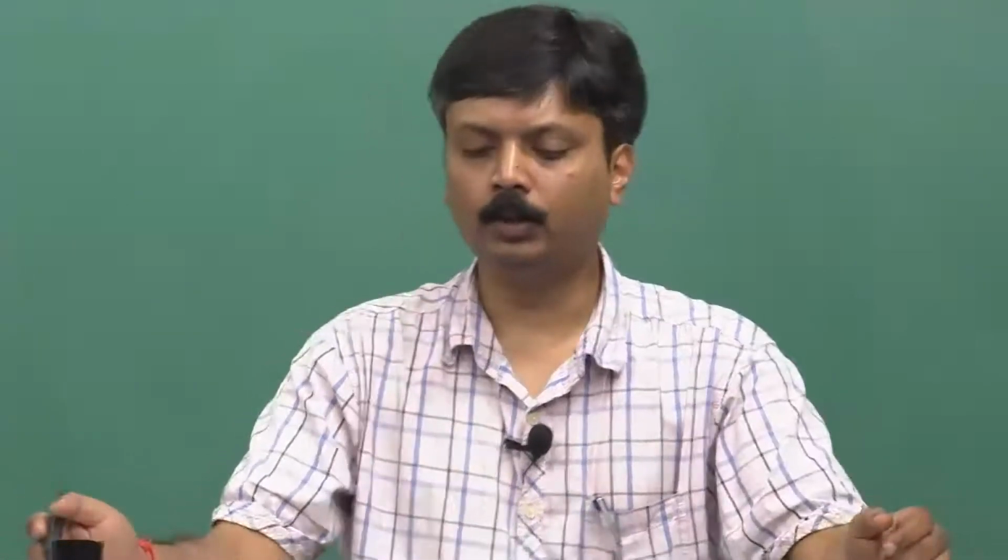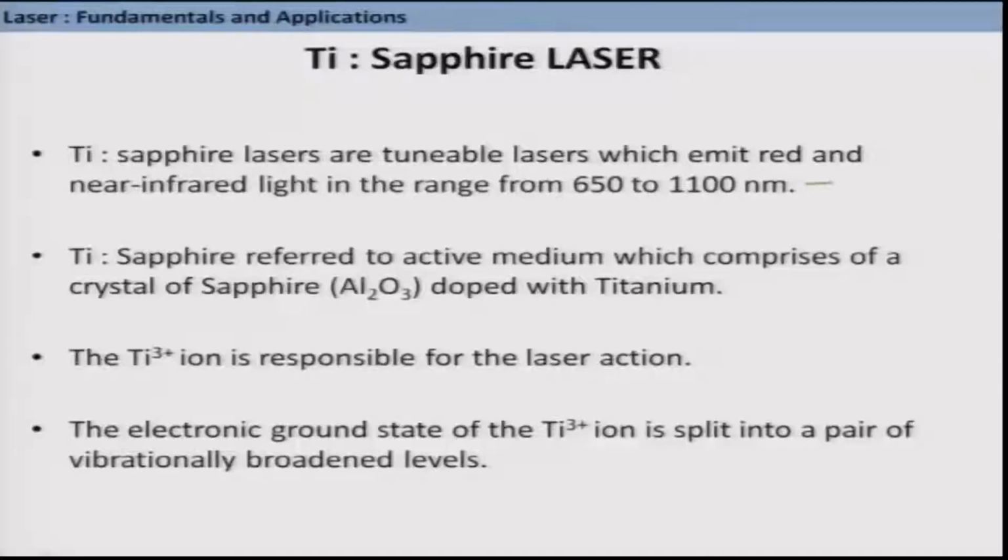nanometer. In reality this is the maximum limit, but ideally it is from say 690 nanometer to 1040 nanometer. Most of the commercial titanium sapphire lasers which are available can be tuned over this range, 690 to 1040 nanometer. Now this Ti:Sapphire refers to the active medium, which comprises a crystal of sapphire doped with titanium.